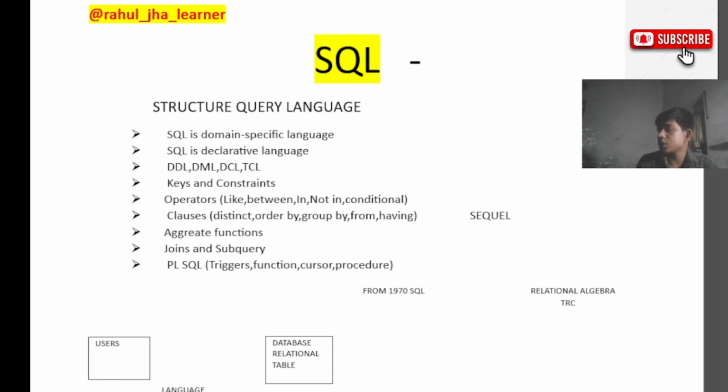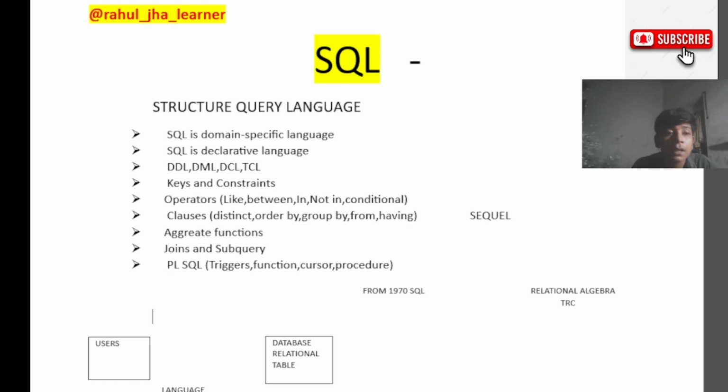There are two types of language: domain specific and general purpose. General purpose means the applicability is in multiple places, like the C++ language. It cannot be limited to one place; you can use it in multiple areas. But if we talk about SQL, it is domain specific.